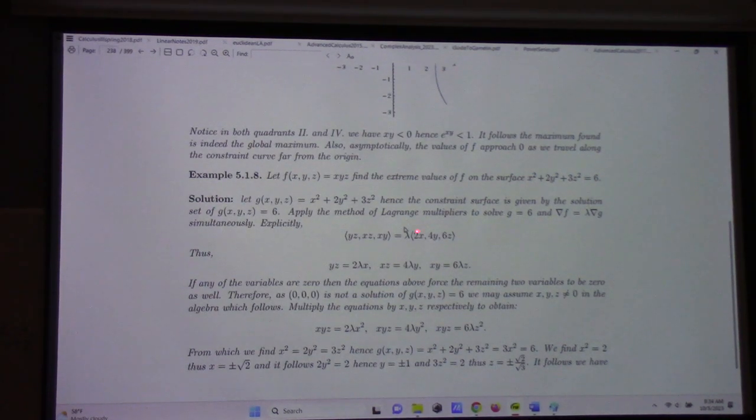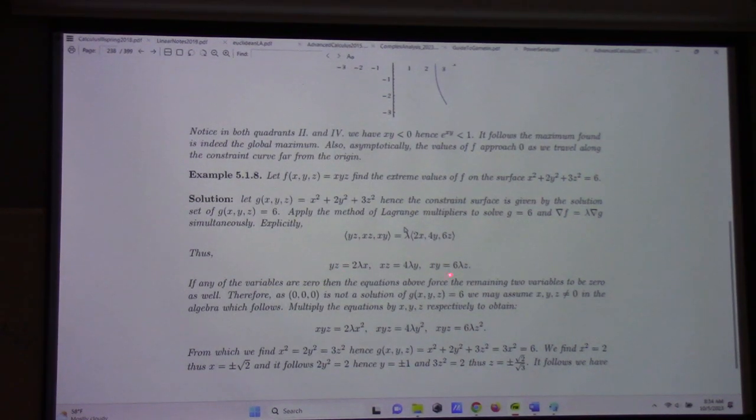I'm finding the extreme values of f on the surface. So this is an ellipsoid. And so this one, see the difference between this problem and the last is that, well, we have a one-dimensional constraint, right? So in this case, we just have the gradient of f equals lambda times the gradient of g, which then gives me these Lagrange multiplier equations.